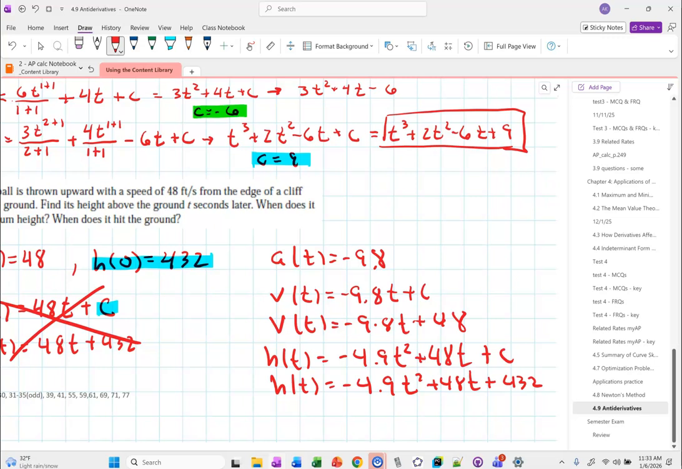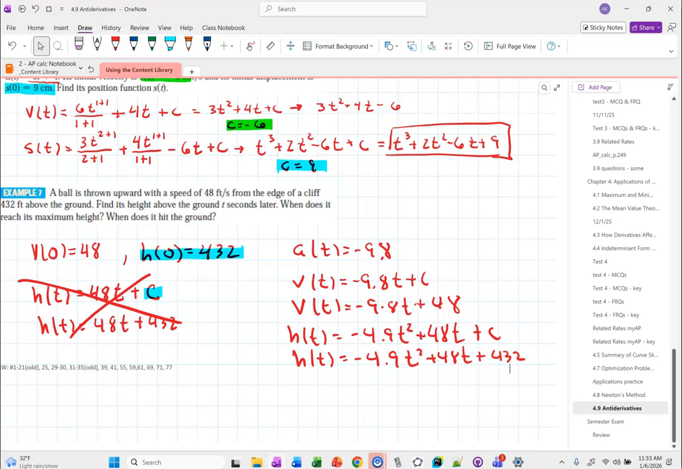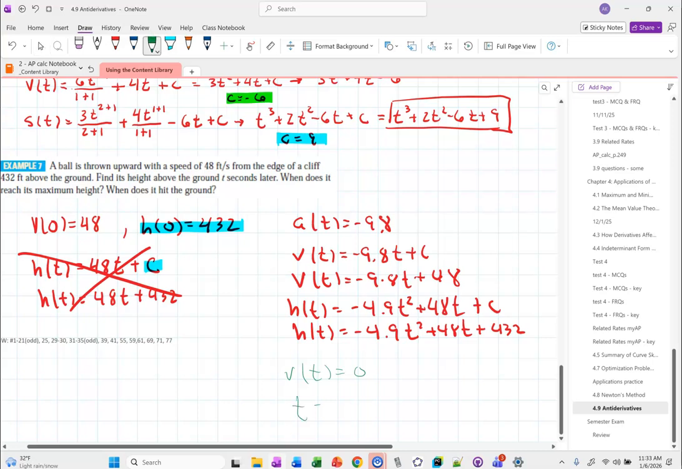Okay. How do I find the maximum of a function? I'm going to do a first derivative test. So I'm going to take v of t and set it equal to 0. When I do that, I get t is equal to 48 divided by 9.8. Everybody's okay there?